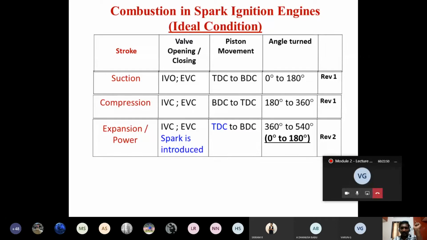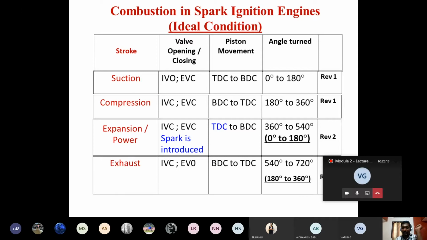So for combustion, if you are going to study, then the beginning of the combustion starts as soon as the spark is introduced in the engine cylinder, right? As soon as the spark is introduced, then ignition starts. So this is important, and TDC is important because from there only we are going to consider the movement of the piston, where the crank angle is 0 in the revolution 2.